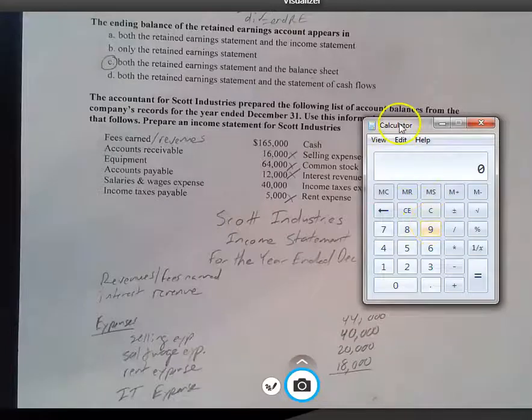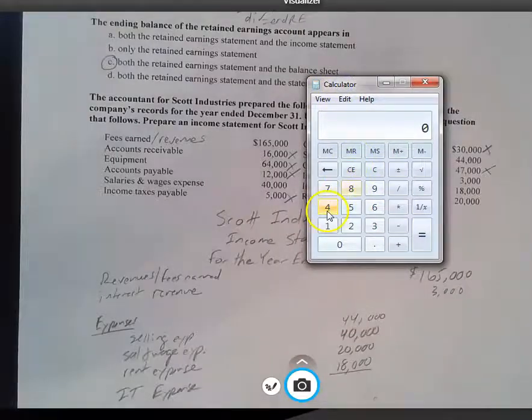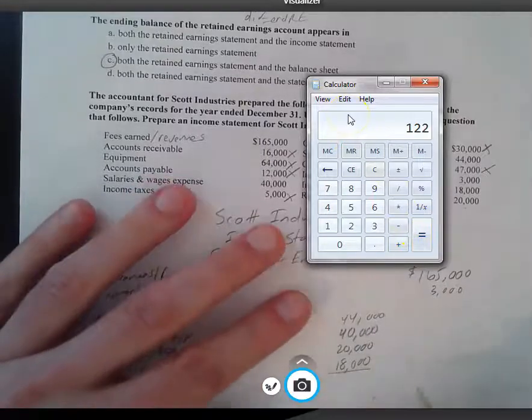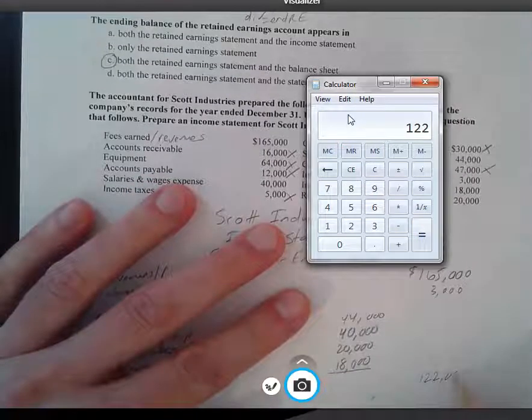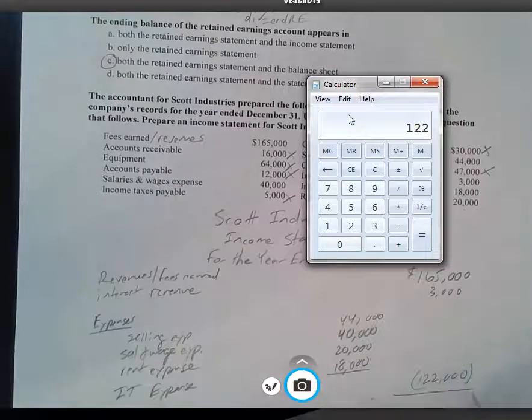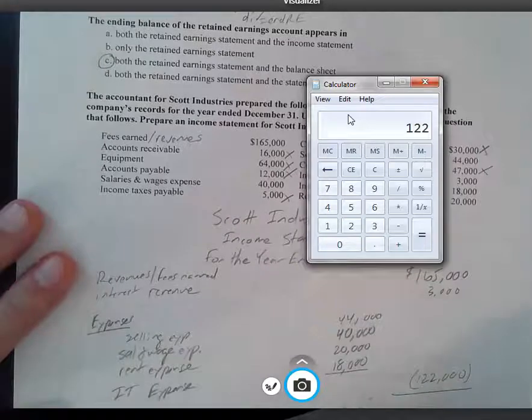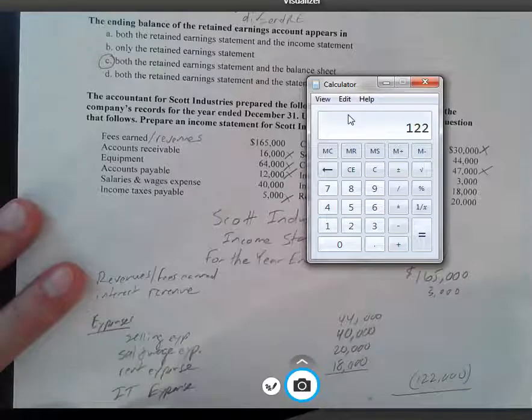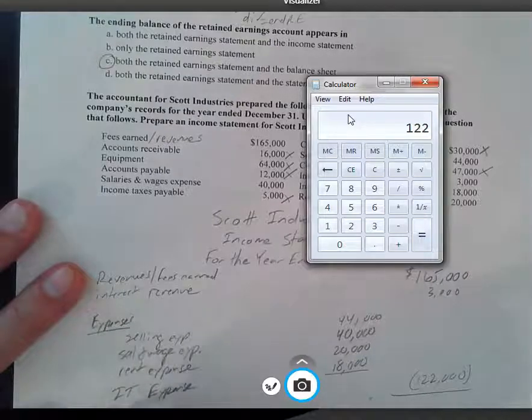So let's add up all of these expenses. We have 44,000, 40,000, plus 20,000, plus 18,000 equals 122,000. Normally what we would do is this would be our total expenses here.